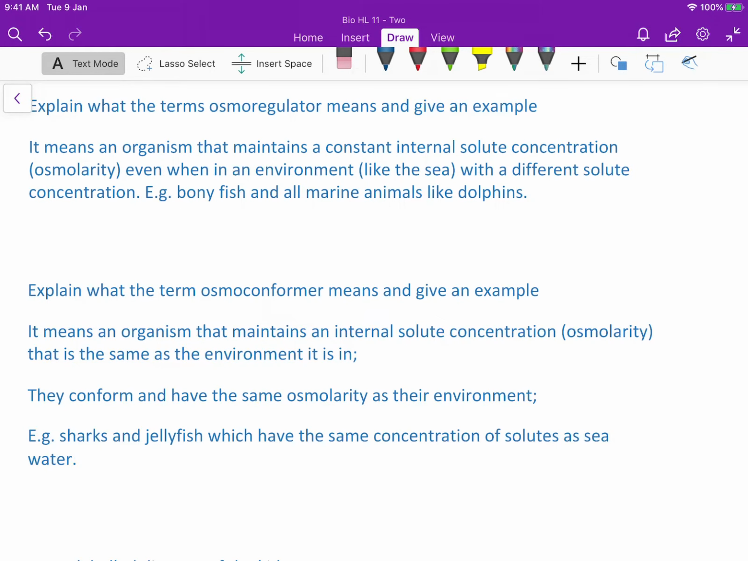Okay, so here's just a quick recap then. We talked about an osmoregulator. That is an organism that maintains a constant internal solute concentration even when it's in the environment like sea or in fresh water, and that would be us, all marine animals, bony fish. If you're an osmoconformer, then you have the same concentration, the same osmolarity as the environment, and that would be e.g. jellyfish and some sharks as well.